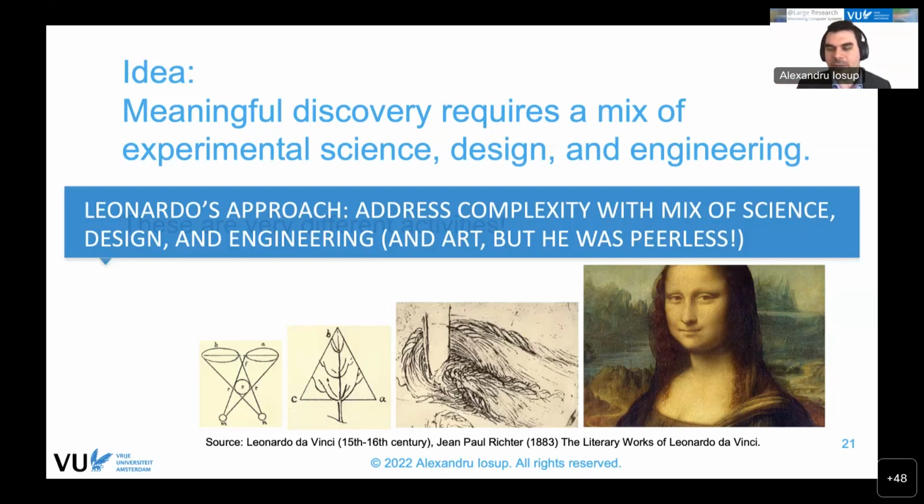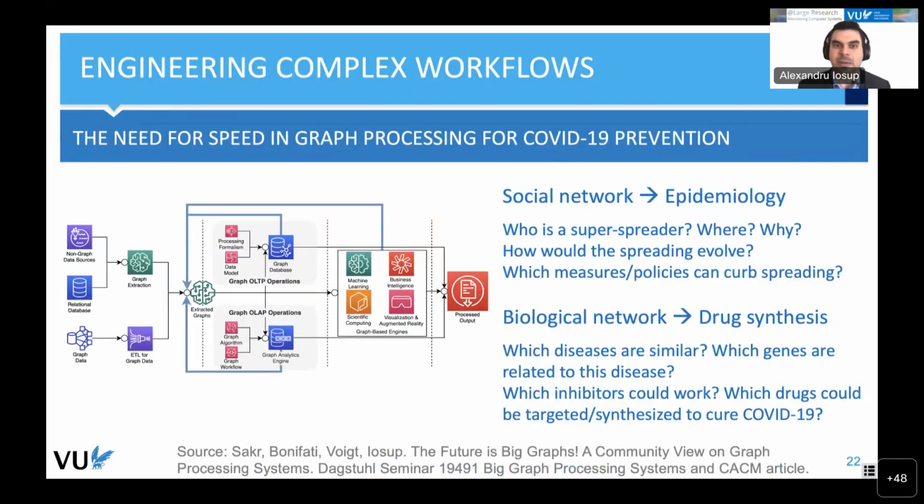So let me explain, of course, we're not Leonardo, but let me explain how science, design, and engineering could work in this field. Let's assume we have a particular task. At the beginning of the COVID-19 pandemic, we really wanted to know how to process various information related to the disease, both social networks, so understanding how people react to this and who are super spreaders, etc., and also biological networks to try to understand whether we could synthesize, I don't know, drugs or vaccines that could help with this. Turns out to do this, we would need to build a complex workflow.